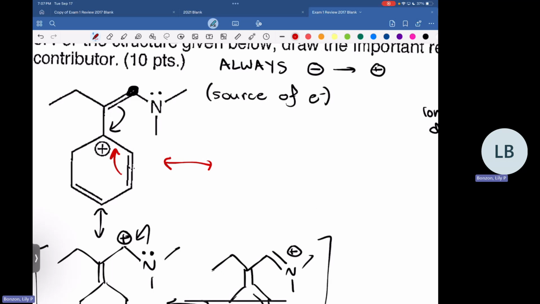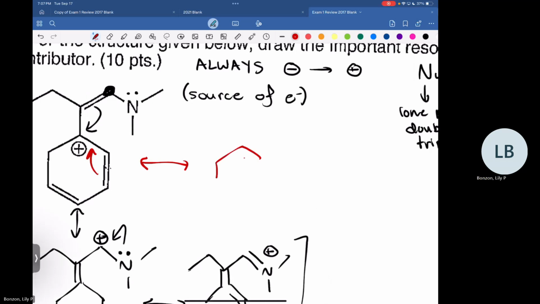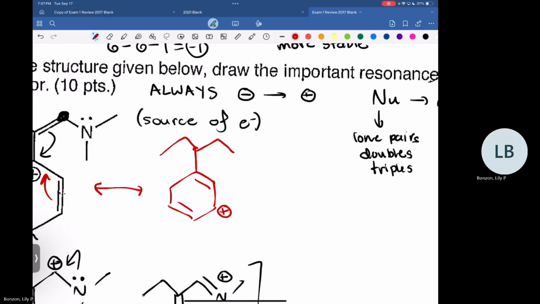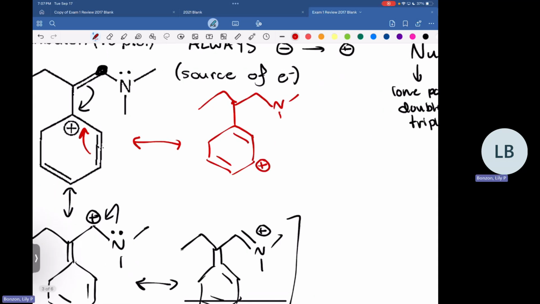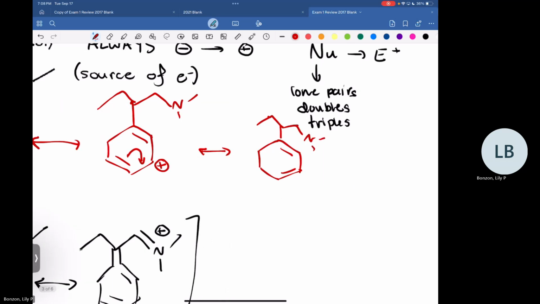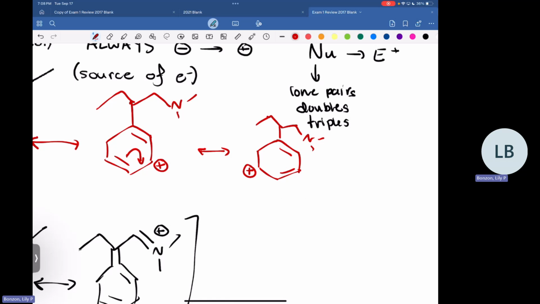So I'm going to push that double bond. And we're going to have a new double bond that we formed. This carbon is now going to be positive because it lost the double bond that it had. And then we also have another double bond now that we can push towards the positive carbon. So then this carbon over here is going to be positive since it lost that double bond.